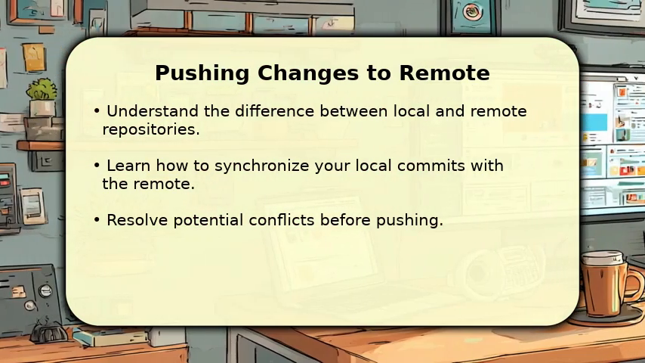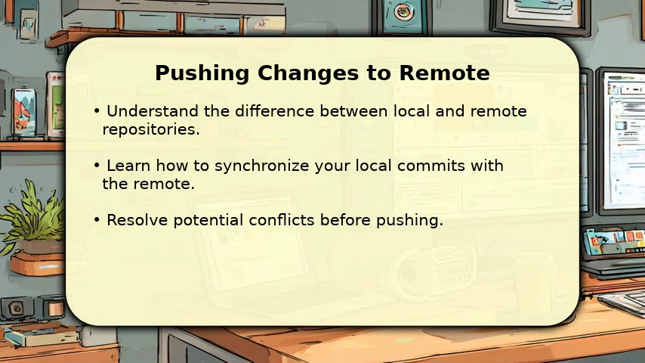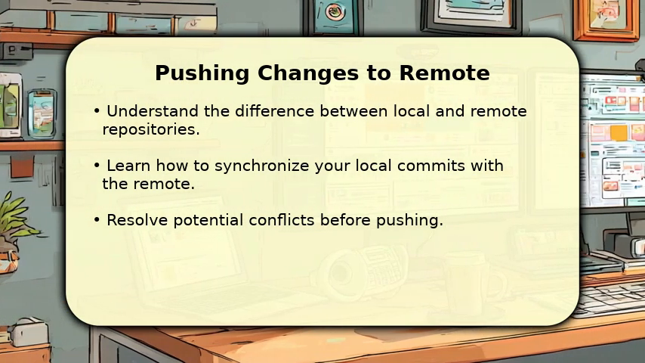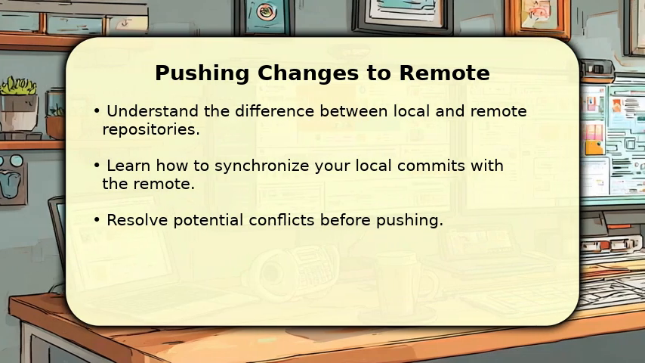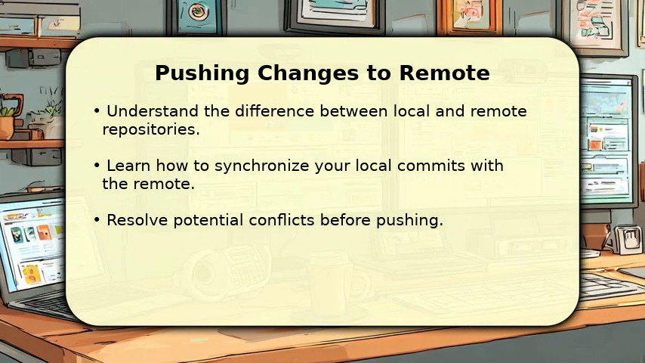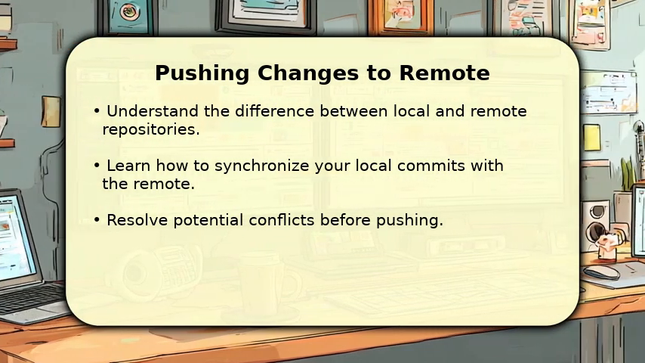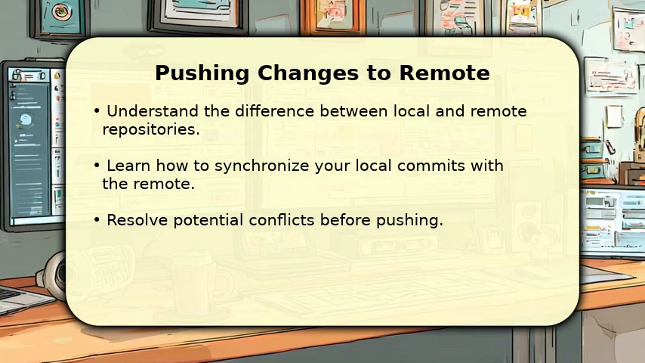After committing your changes locally, the next step is to push them to your remote repository. This synchronizes your local work with the shared version, making your updates available to collaborators. Look for the push button or the cloud icon in the source control view.